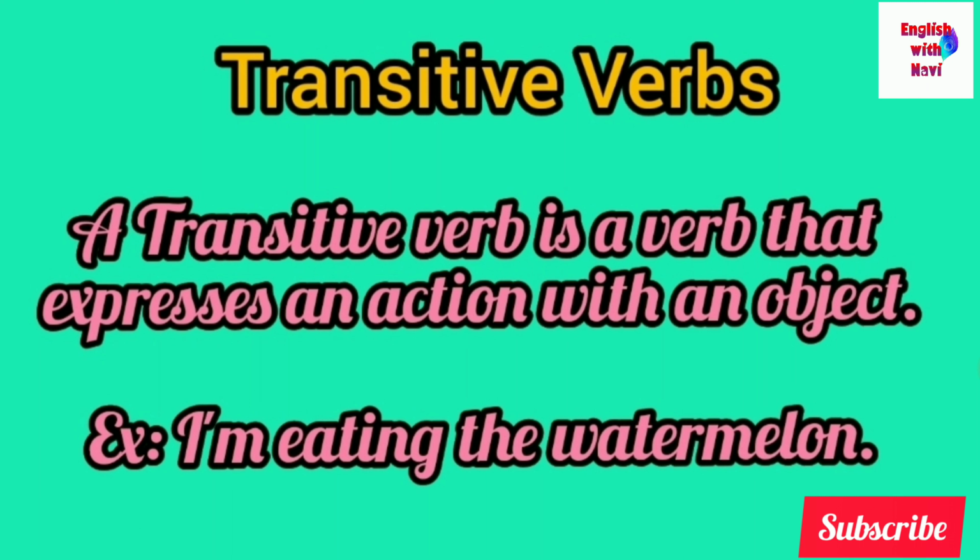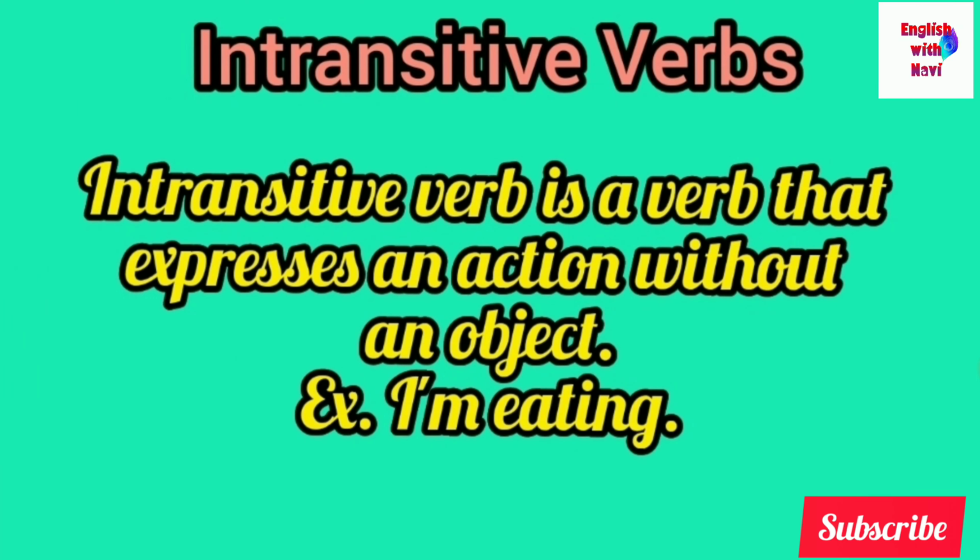How do I say the word watermelon is the object? Because an object answers the question what? I am eating what? The watermelon, right? So transitive verbs have an object. Intransitive verbs do not have an object. That's the difference. Simple, right?